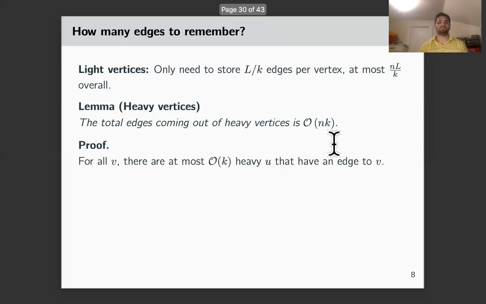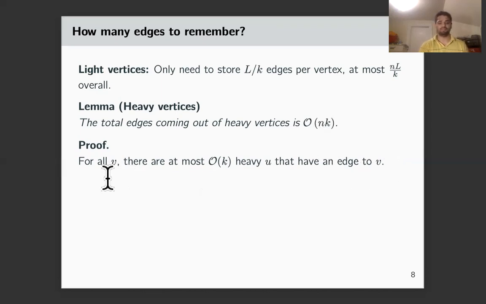In fact, I shall prove it in a sort of a contorted way. Instead of counting the edges that come out of heavy vertices, I shall look at where these edges land and analyze them from there. So the claim that I'll actually show is for all vertices V in the graph, there are at most order K many heavy vertices U that have an edge to V. And because any edge from a heavy vertex must land on some V, and there are only n possible V's, and each one has k possible things, the total number of edges from heavy vertices is order nk. So if I show this, the lemma follows, and I want to show this.